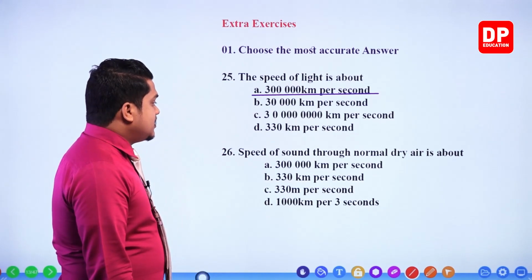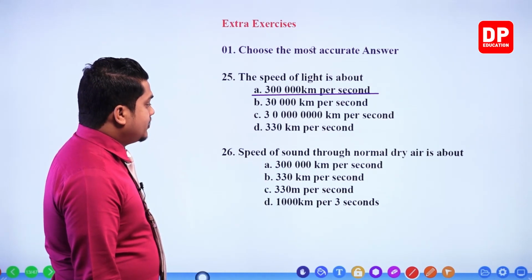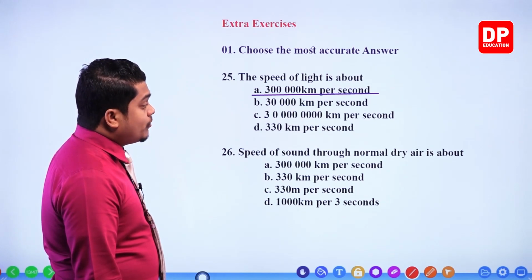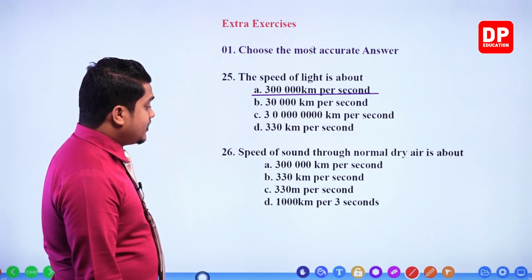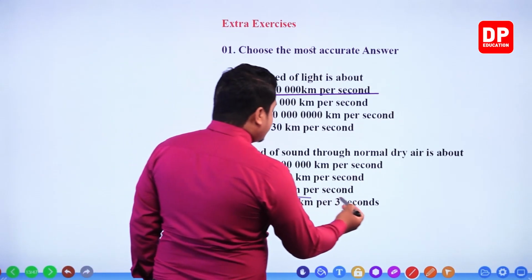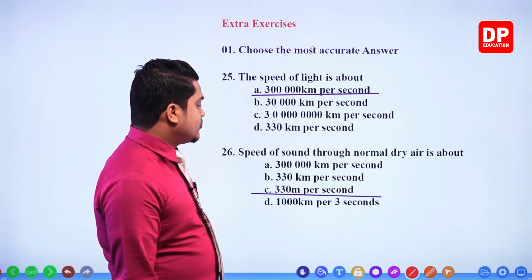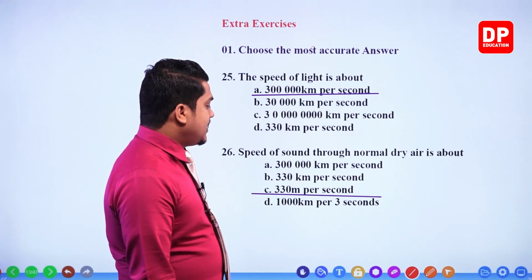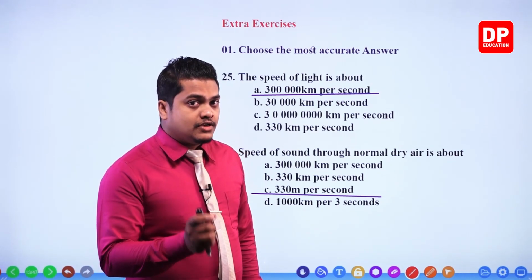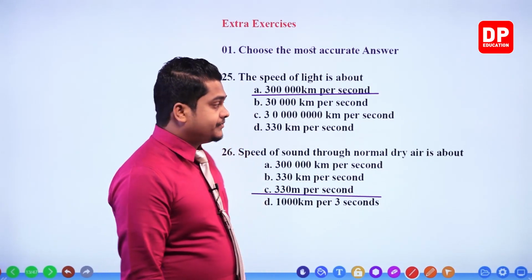Next one. Speed of sound through normal dry air is about 300,000 kilometers per second? Okay, 330 kilometers per second? 330 meters per second. Yes, 330 meters per second. Then the fourth one, 1000 kilometers per 3 seconds. Actually, it is around 1000 meters per 3 seconds, not kilometers. So our correct answer would be 330 meters per second.